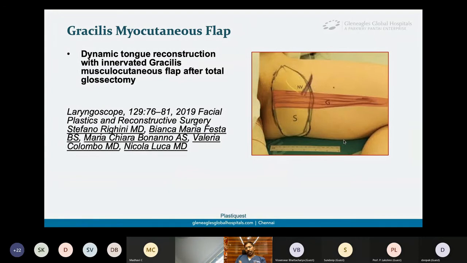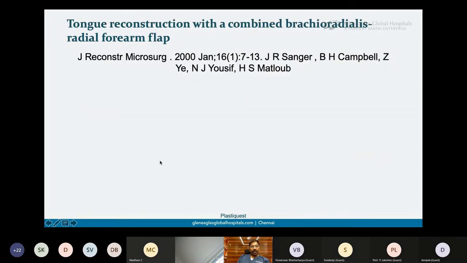And what are the other options that can be followed in a case of total glossectomy? The gracilis myocutaneous flap. I have explained this when we got our seminal publication with the gracilis and gastro-omental flap. Yeah, that will be coming. So this is a small defect. We can take a brachioradialis along with the radial forearm flap.